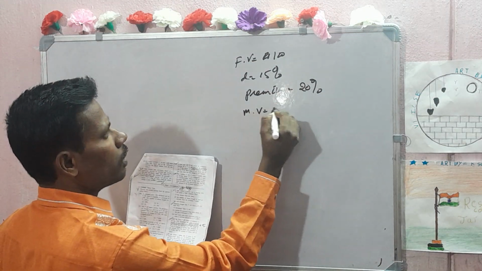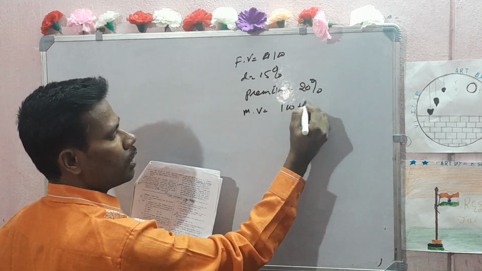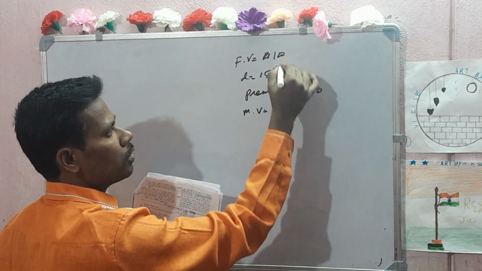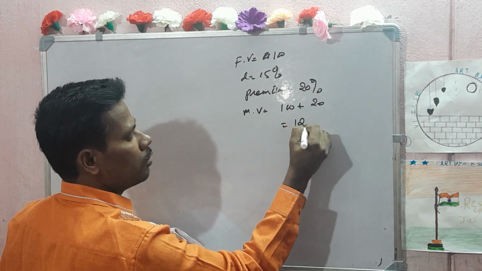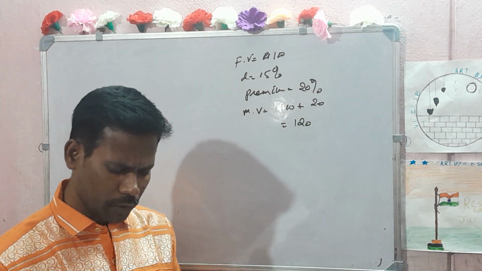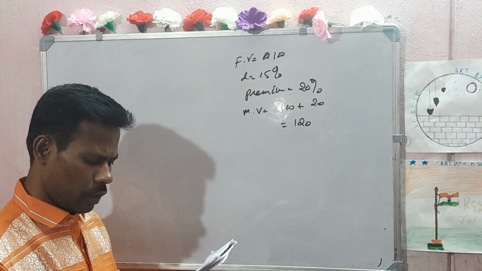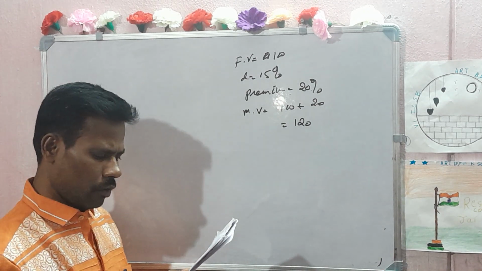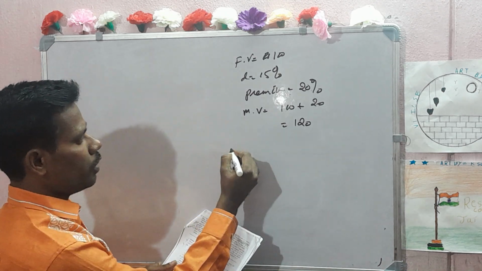So therefore market value will be face value 100 plus 20% based on the face value, that is nothing but 20. So market value is 120. I told I will be writing direct steps. We are at the end of exercise 3C. So market value is 120. Here what is asked is his income from one share. Step by step we will do.